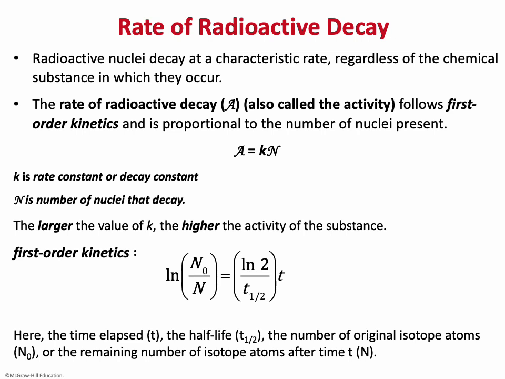When we say rate, essentially in chemistry it means speed. So if we say rate of radioactive decay, we are simply talking about the speed at which the radioactive sample is disintegrating or decaying. It is also called the activity of the sample.